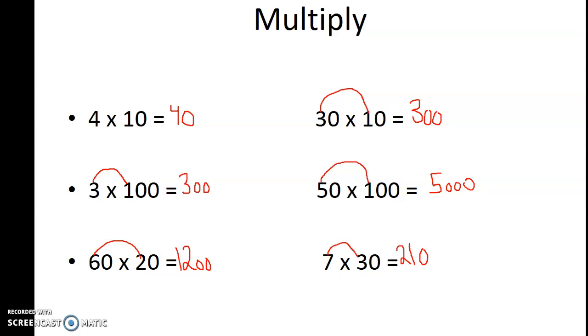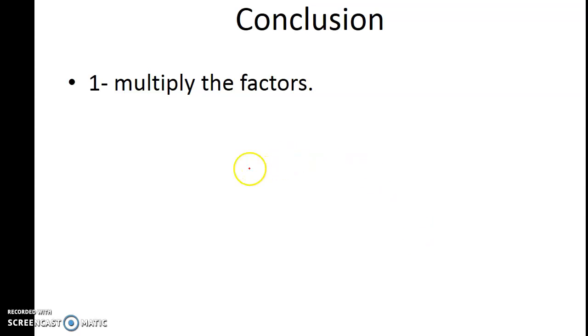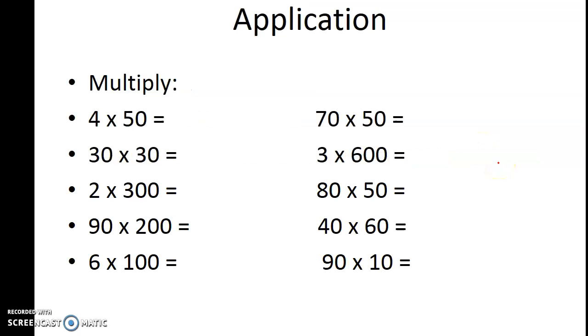That's it. So let's revise the steps we have to follow. The first step is to multiply the factors without zeros. The next step, second one, is to count all the zeros. Count how many zeros we have in the factors. Then write all the zeros where? To the product. Write them at the end.